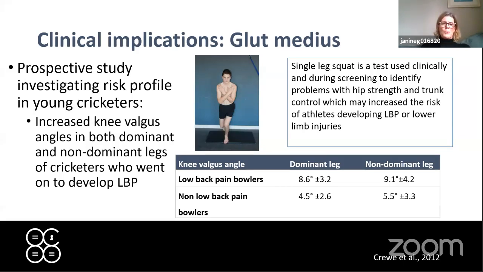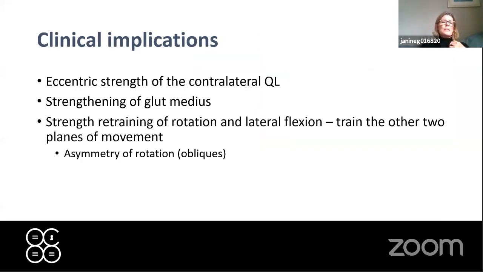This is another point to support the fact that a single leg stance can identify a potential risk factor for injury. They found in fast bowlers that developed lower back pain, they had a marked increase in knee valgus on that side. So we can use it as a screening tool, and then we go and find the weak muscle and we strengthen it. So we need to look at things like eccentric strength of the contralateral quadratus lumborum, to decelerate in the follow through, strengthening of glute medius, and strengthening of rotation and lateral flexion.